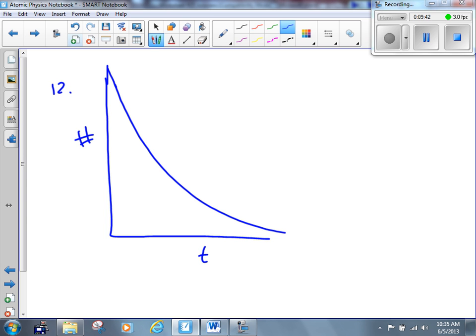Starts at 60 here. We want to find the half-life. Remember, it's always going to be up and over or over and down. We want to find the half-life. Let's go down to 30. Why did I pick 30?